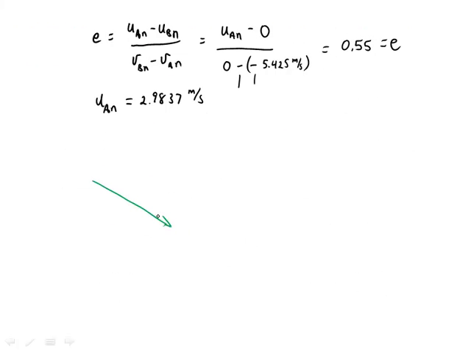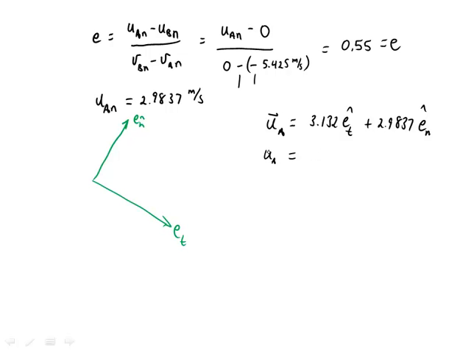Now I need to look at orientation again. U tangential is this way. U normal is this way. And my velocity of the ball after the collision is equal to 3.132 E tangential plus 2.9837 E normal. But what I really want to do is I want to turn this into a polar velocity. So that's going to be the magnitude of UA.